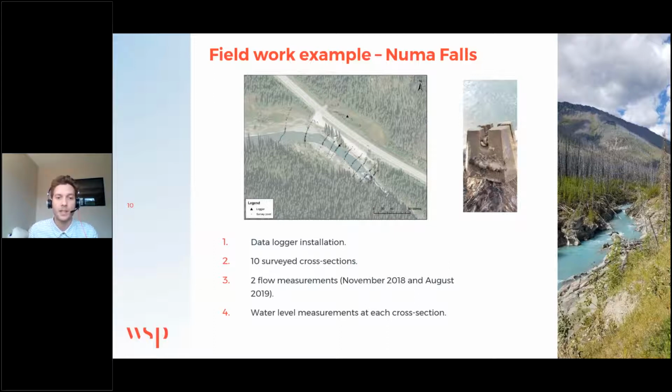So we installed 2 data loggers, 1 level logger in the river and 1 barometric logger to correct the water levels that were measured. We then surveyed 10 cross-sections. At each cross-section, we measured the water levels. And using an ADCP, we then performed 2 flow measurements at different flow values, one at low flow to capture all the hydraulic controls in the river reach, and one at higher flows. So both flows were used to calibrate the ECRAS model.